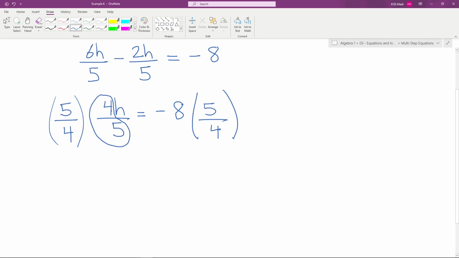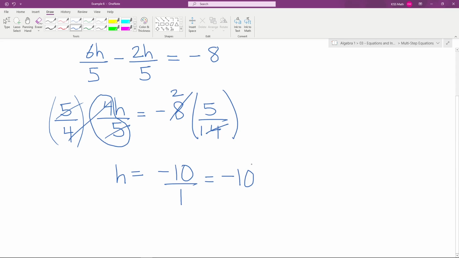So that gives us these 4s and 5s cancel. We just get h equals -8 times 5 over 4. So I can reduce this down a little bit. 8 divided by 4 is 2, and 4 divided by 4 is 1. So we will just have a -2 times 5, which is 10 over 1, or just -10.